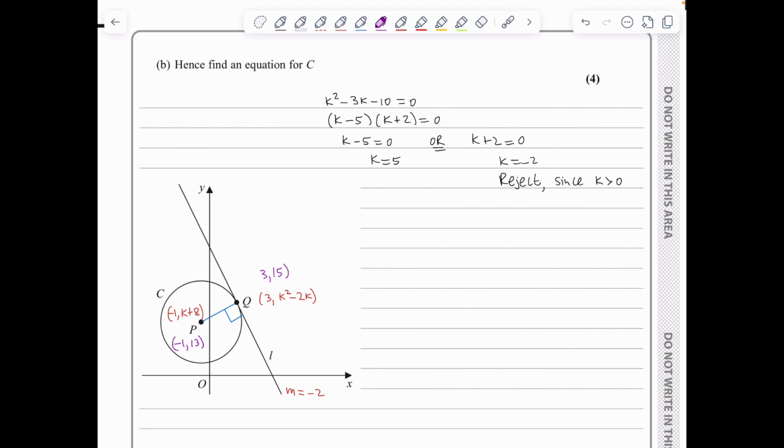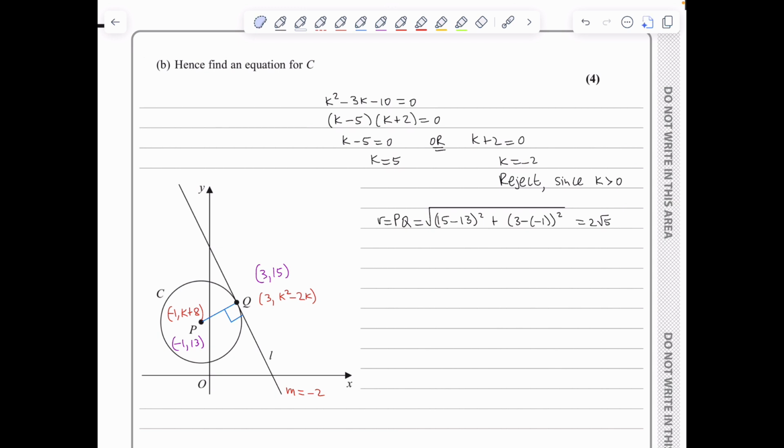We've got the full coordinates for both P and Q, and I can proceed in finding the distance PQ, which is simply the radius of the circle. So the radius is PQ, which is going to be the square root of (15 - 13)² + (3 - (-1))². This gives an answer of 2√5, which is the radius of the circle.